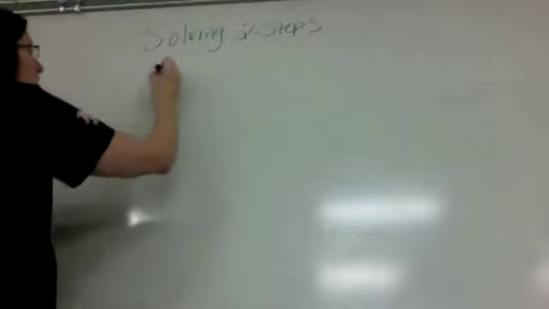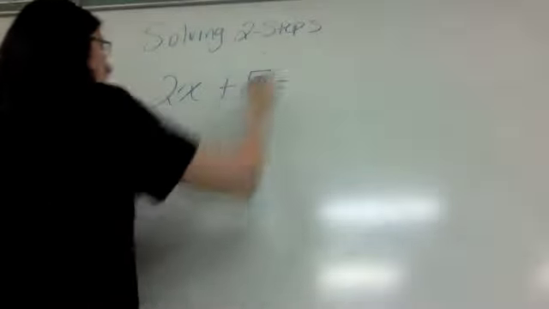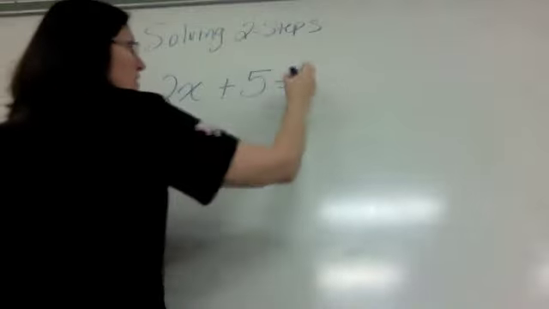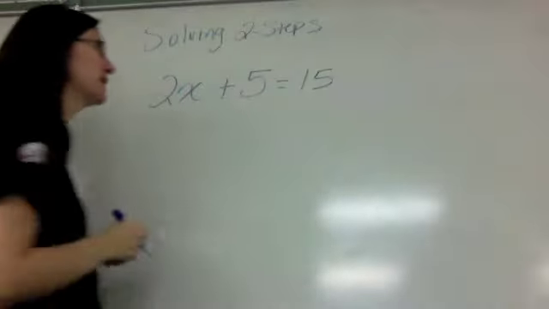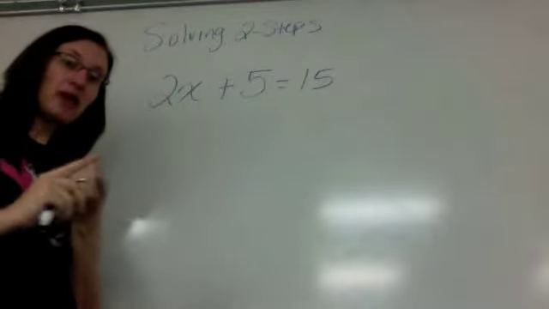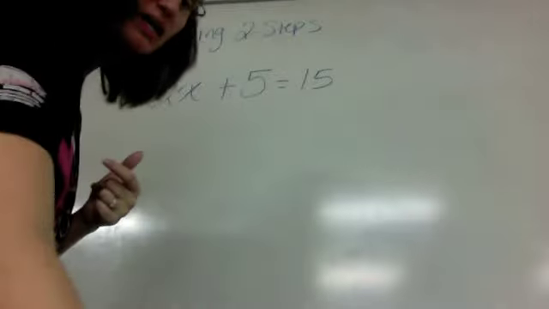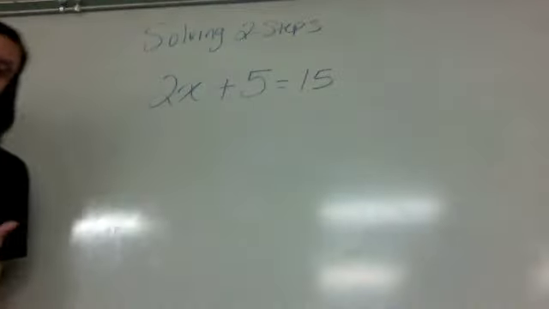For example, 2x plus 5 equals 15. We'll just make it an easy one. So this is two steps because step 1, you will have to get rid of the addition, and step 2, you will have to get rid of the multiplication. Now we know how to do both of these things.